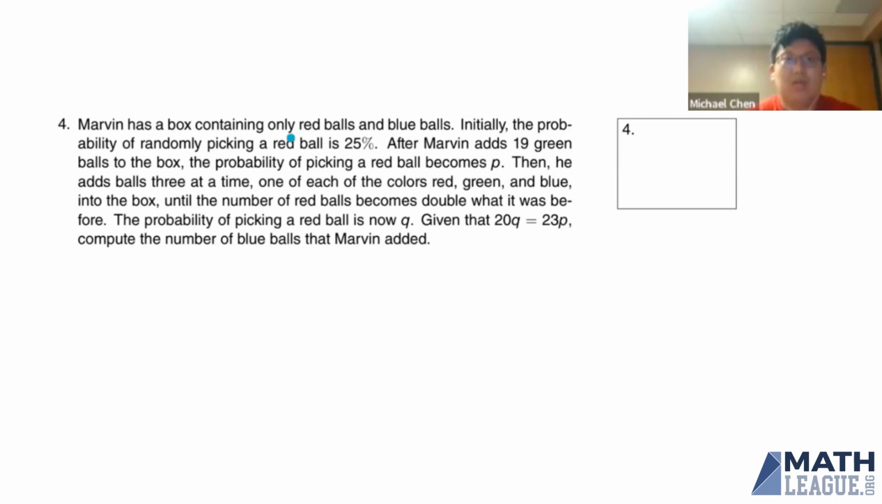So, looking at this, we initially only have blue and red inside the box. And we know that since 1/4 of them are red, that means that 3/4 of them are blue. So let's say that the number of balls that are red, let's go with R, and then that means that we would have 3R that are blue. Now, this is where we're starting. Now, then what happens is that 19 green balls are added, right? So at this point, the probability of picking a red ball is P. So that means that P is equal to R over 4R plus 19.